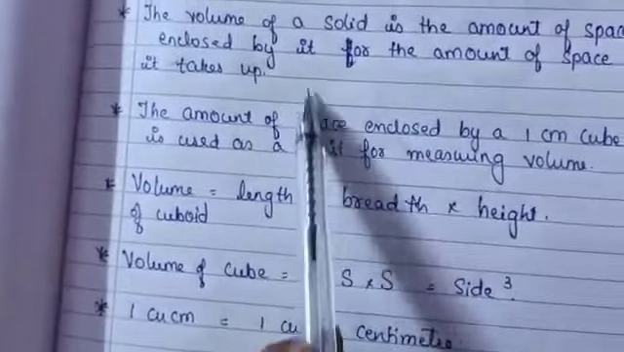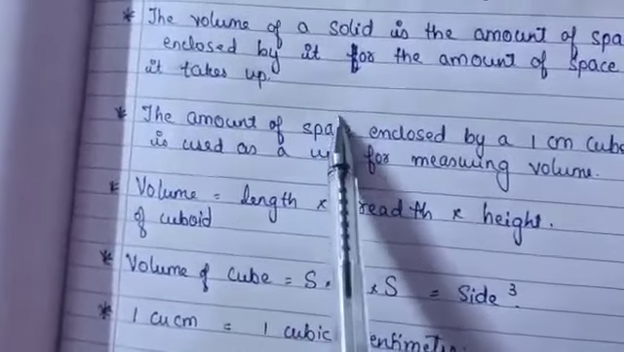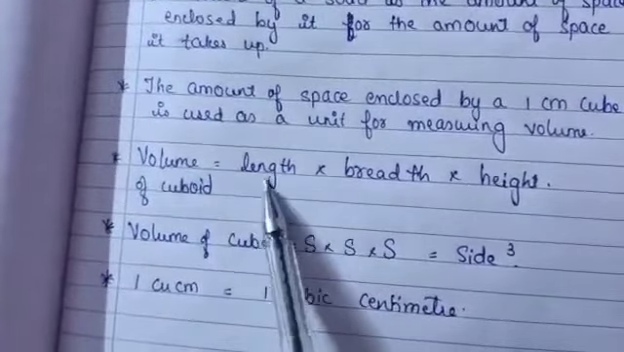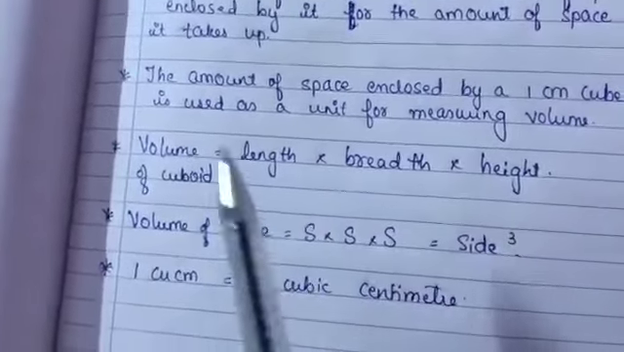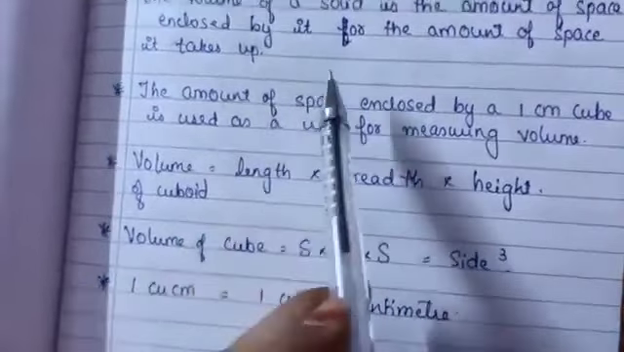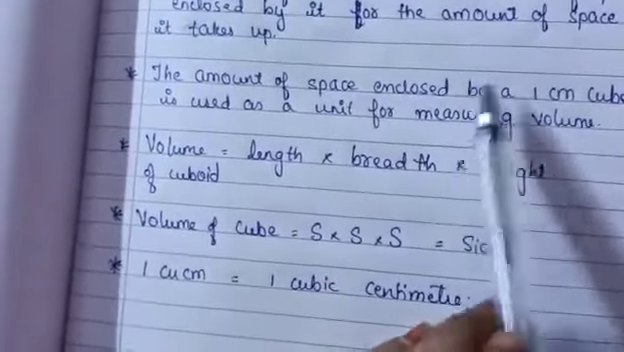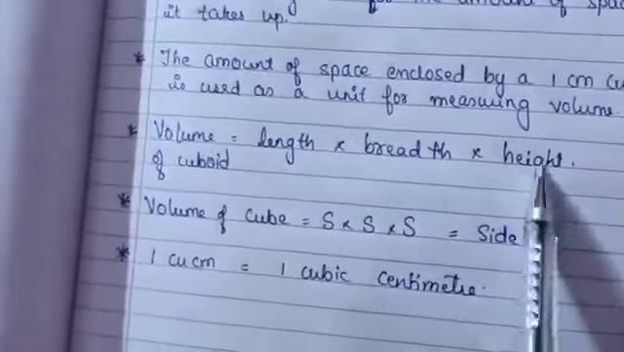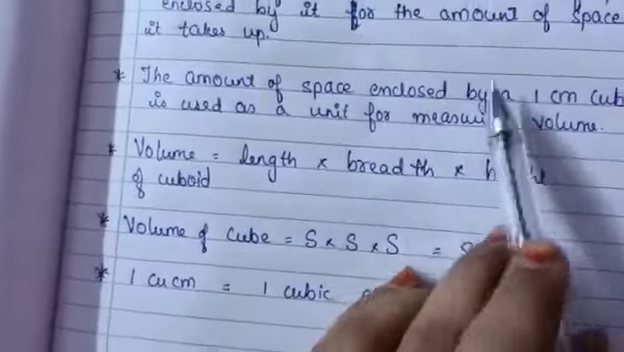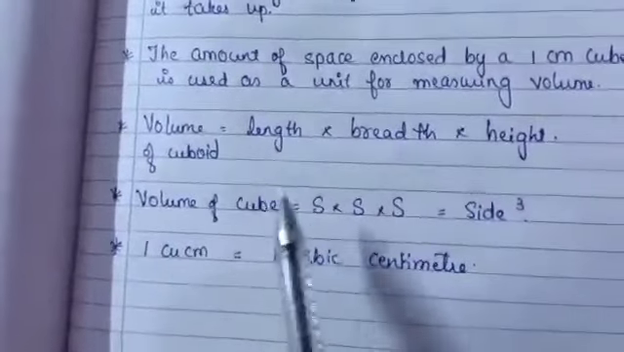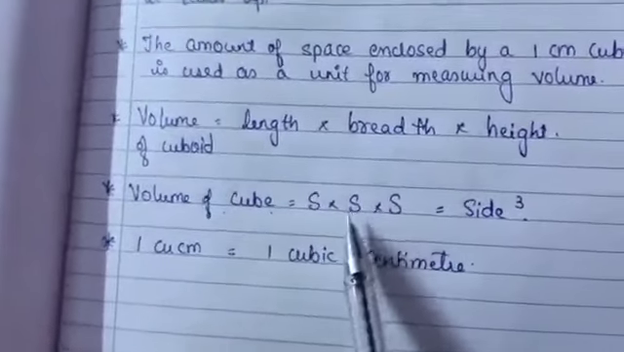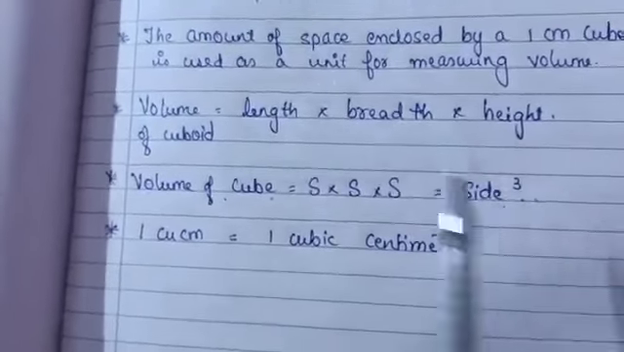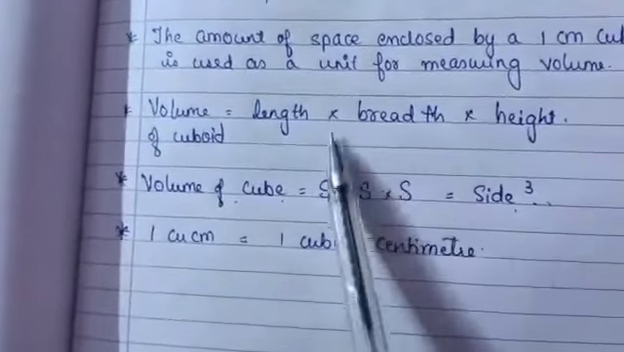Now any box you are having, how many cubes you are going to put, you have to decide. Now volume equals length into breadth into height. Now, volume of cuboid. There is a cube and there is a cuboid. Cuboid means it is having length, breadth and height, three things. And what is the volume of a cube? That is side multiplied by side multiplied by side, or you can say side cube, which means all three sides are equal.